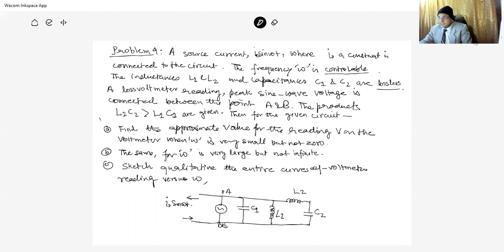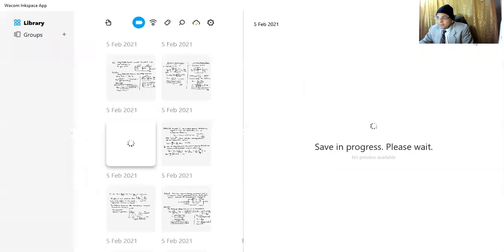Then for the given circuit, find the approximate value of the reading of the voltmeter when omega is very small but not zero. It means we have to find the voltage when the frequency is low, and the same for high frequency, very large frequency, but not infinity, and sketch the qualitative, entire curve of the voltmeter reading for this circuit.